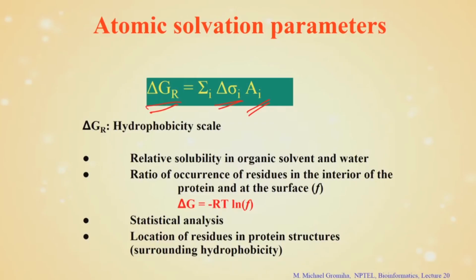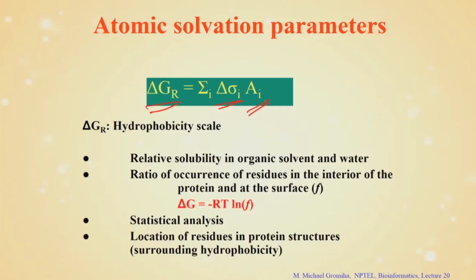For example, you can take any hydrophobicity indices. We discussed various hydrophobicity indices, either obtained from experiments, thermodynamic transfer experiments, or from computational methods. For example, surrounding hydrophobicity; you can use any value for delta Gr. How many different amino acid residues? 20 residues. So, for each amino acid residue, for example alanine, you can derive an equation in delta sigma I and Ai.